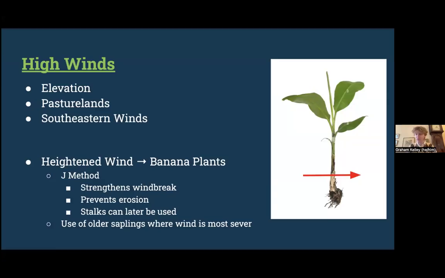Additionally, for the sites that may face a little more wind exposure, we don't want to just put in the same saplings everywhere. We may want to use older saplings that are a little more resistant, saplings that can really take the wind, but also couple that with the use of a J-rooted banana plant.